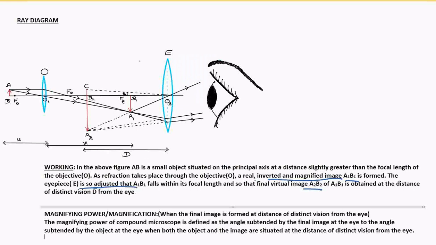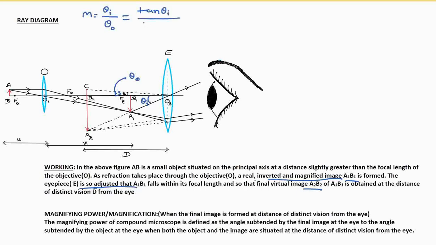Okay. So according to definition, AM is equal to theta I divided by theta O. This is the theta O, this angle is theta O, and this angle is theta I. As these angles are small angles, we can write this as tan theta I divided by tan theta O.